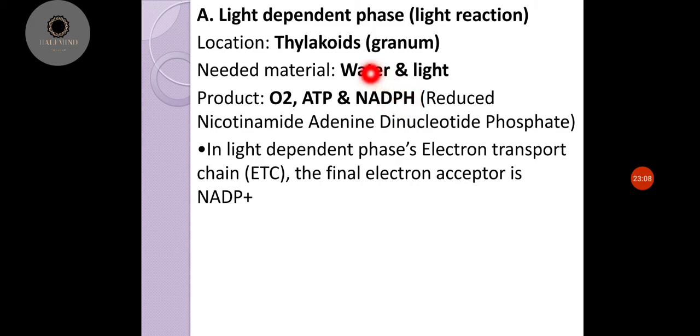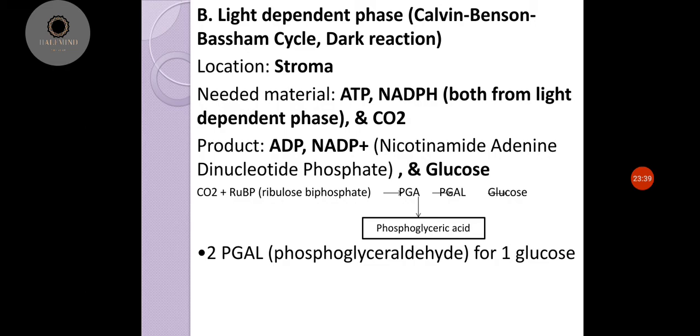So, yung water in-split into oxygen and then hydrogen molecules. So, in the light-dependent phase, meron tayong electron transport chain na mangyayari. So, the final electron acceptor, which is the hydrogen in this electron transport chain, is the NADP+. Kaya naging NADPH siya, kasi inaccept na yung electron from the molecule of water.